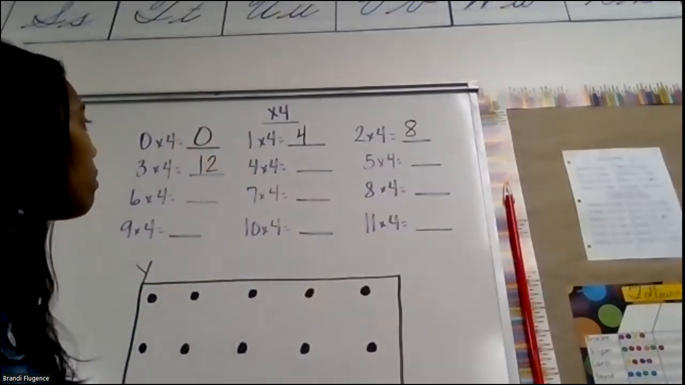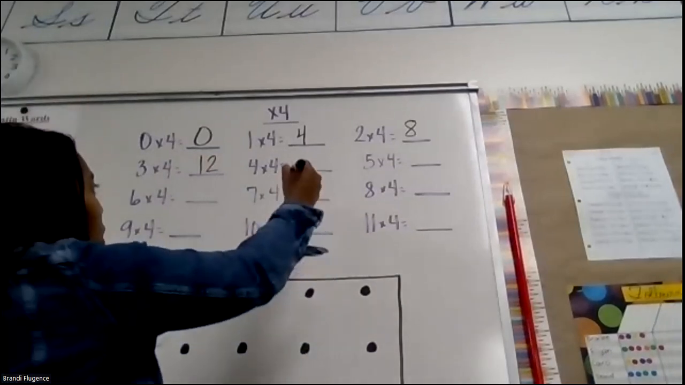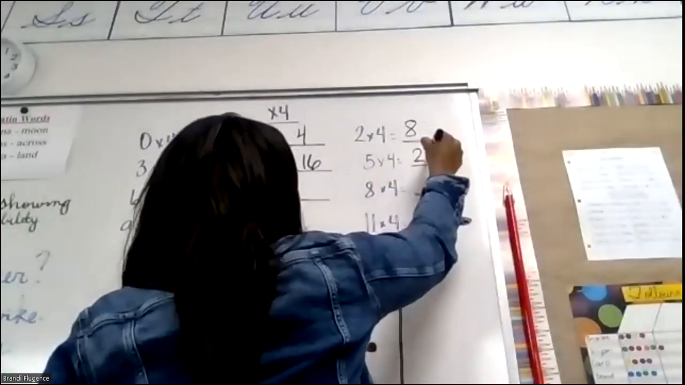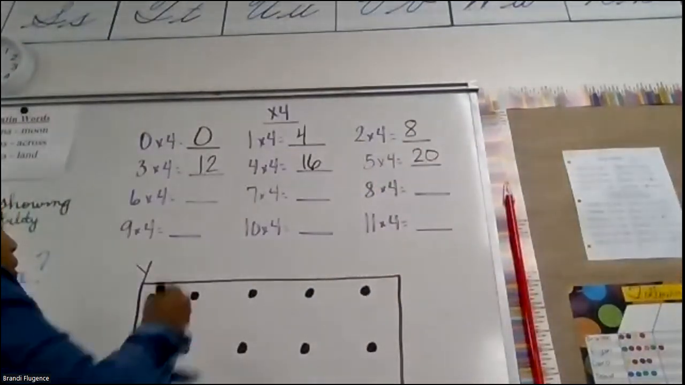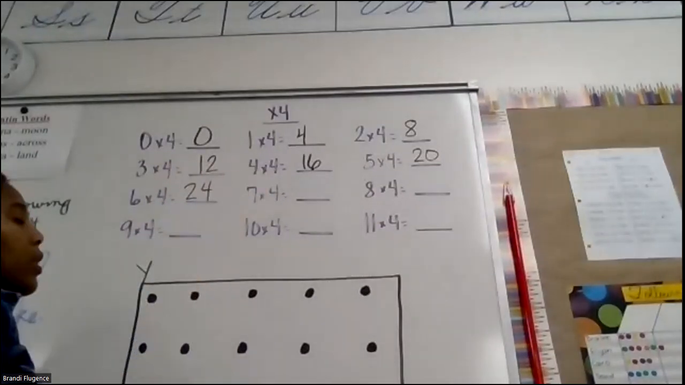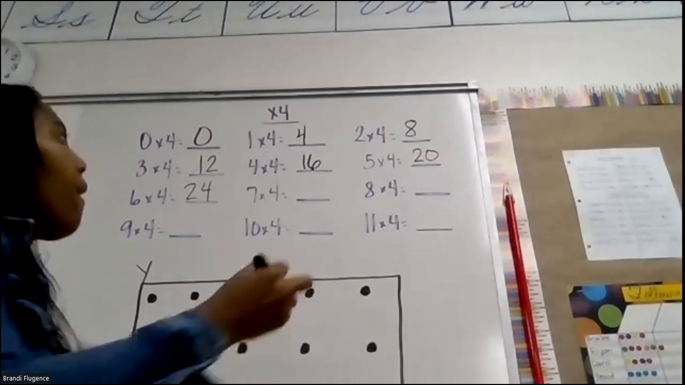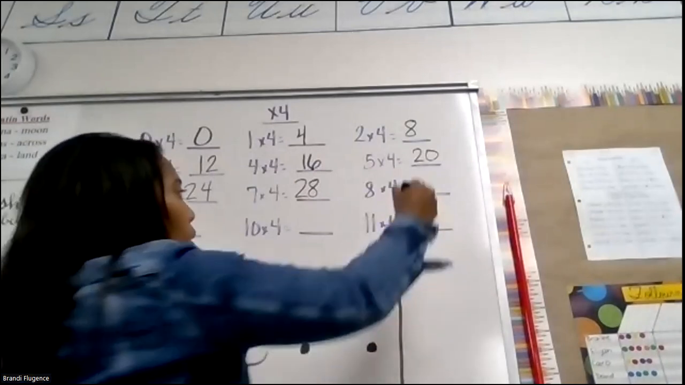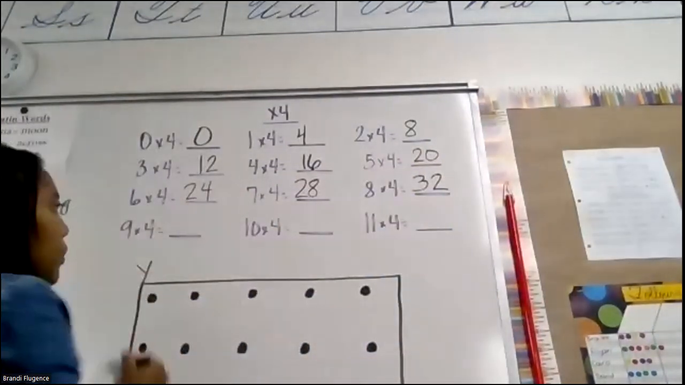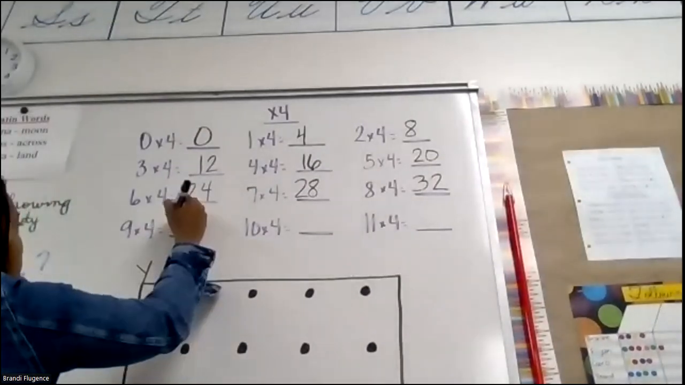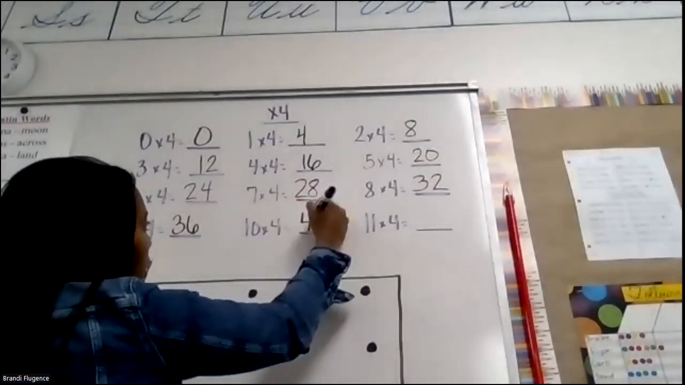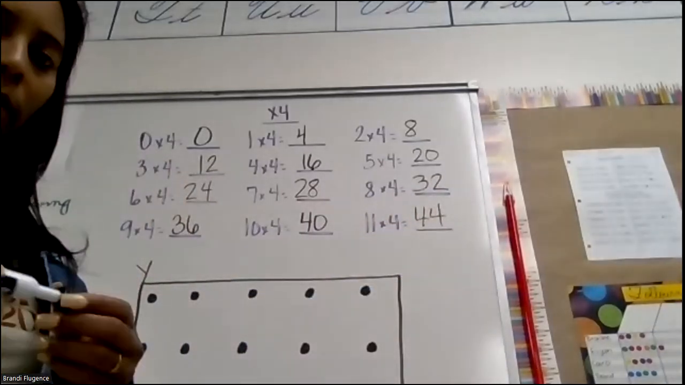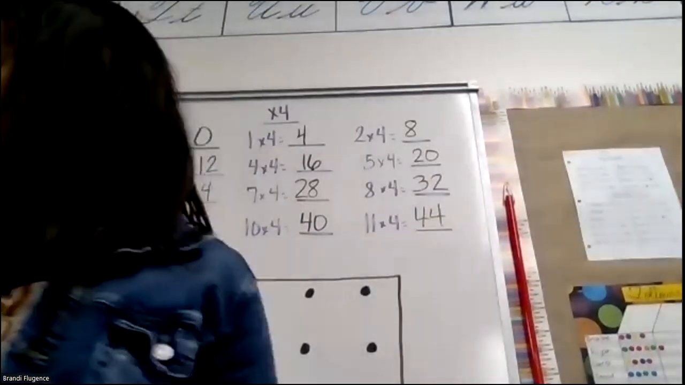4 times 4, 16. 5 times 4, we should know that one already, 20. 6 times 4, 24. 7 times 4, 28. 8 times 4, 32. 9 times 4, 36. 10 times 4, you should know that one, 40. And then 11 times 4, 44. All right, go ahead and fill it in on your paper.